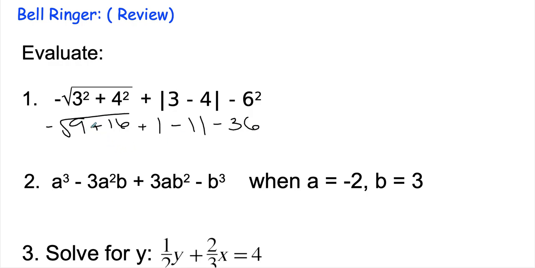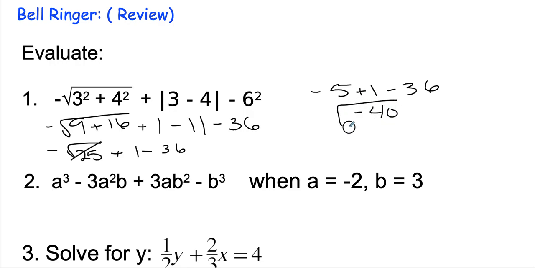Okay, so next thing, take care of the 9 plus 16. That negative stays in front. We got a 25 there. Absolute value of -1, we'll change that to a +1, and then that minus 36 is still back there. Okay, then root 25, we're going to take care of that next. So that turns into a -5 plus 1 minus 36, and then we just go from left to right. So -5 plus 1 is -4, minus 36 is a -40.